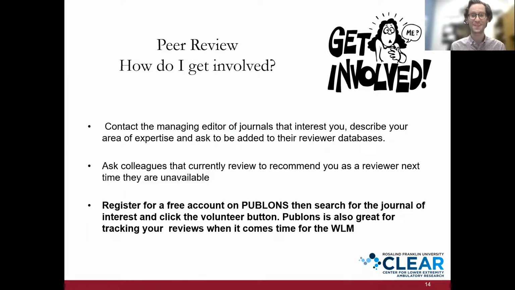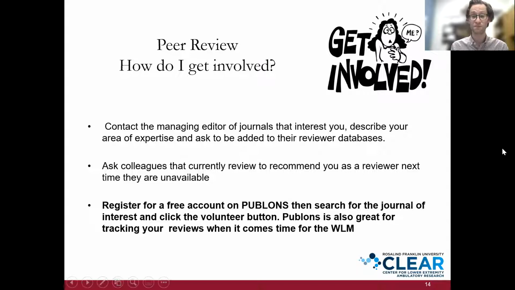The primary way to get involved in the peer review process is to contact managing editors of journals and let them know you're interested in reviewing. One way this can be done is by having colleagues who currently review for those journals recommend you to review the next time they're unavailable. And the other way is to be a little bit more proactive, and you can do that by joining a site called Publons, which I'm about to show you.